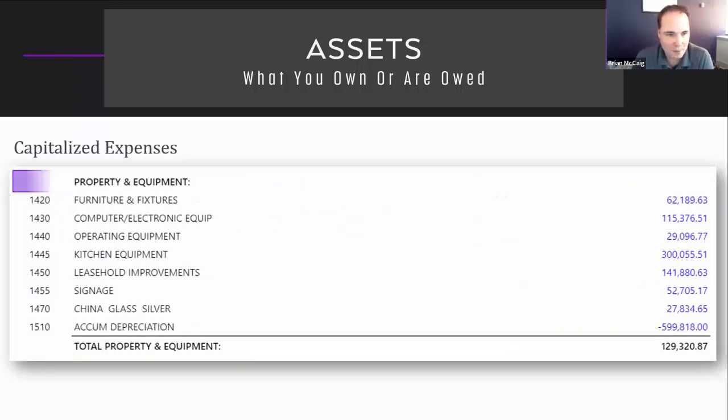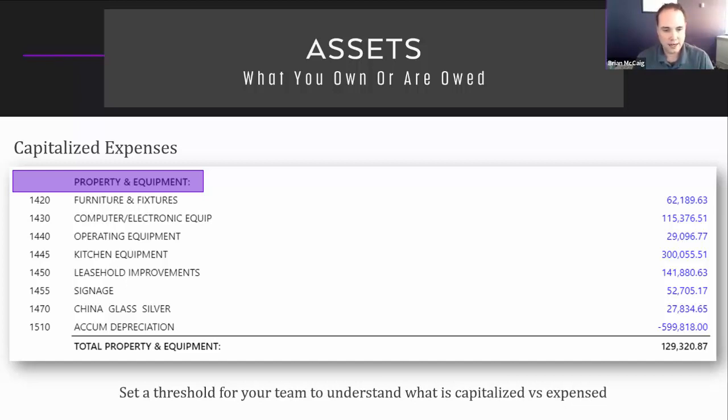Another good example of an asset for a restaurant are capitalized expenses. So if you have a large expense, like a new piece of kitchen equipment for $5,000, your CPA might suggest you treat this as a capitalized cost and record it as a long-term asset on your balance sheet. What does this mean? This means that the $5,000 you spent doesn't hit your P&L statement as an expense right away. It hits your balance sheet as a capitalized asset, and then you or your CPA can set up a depreciation schedule to incur the expense spread over future periods.